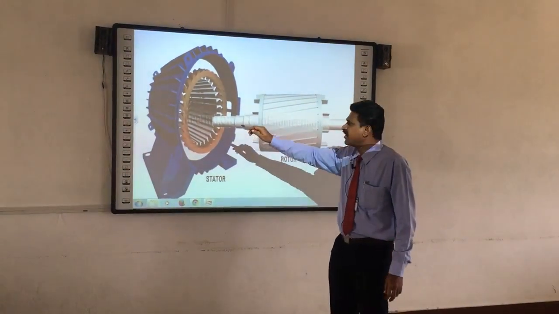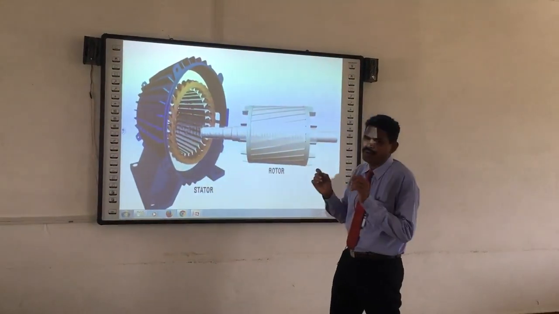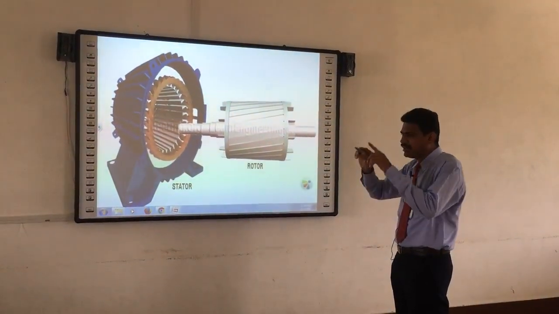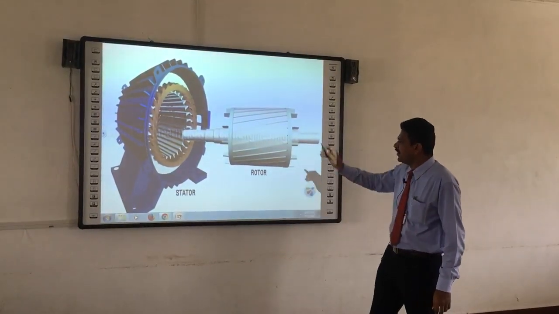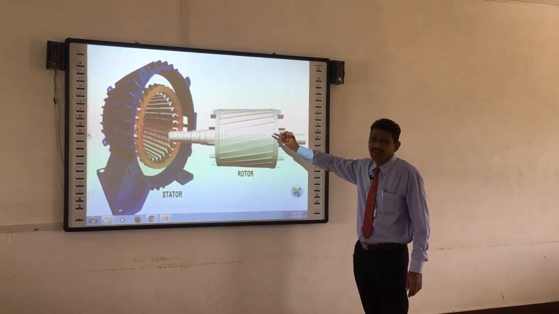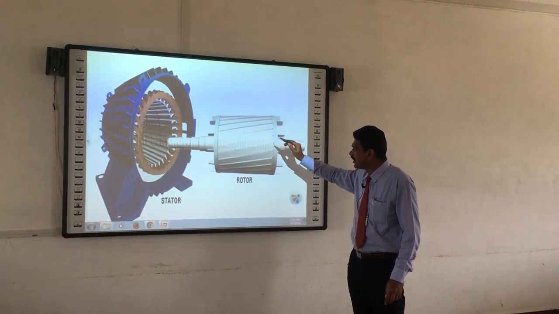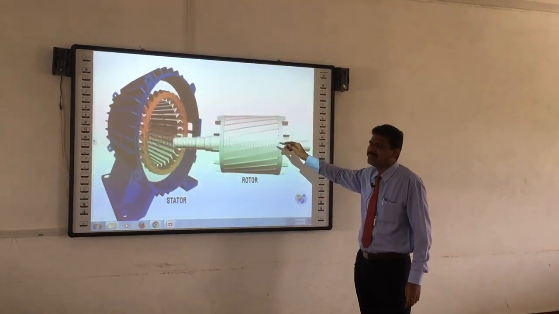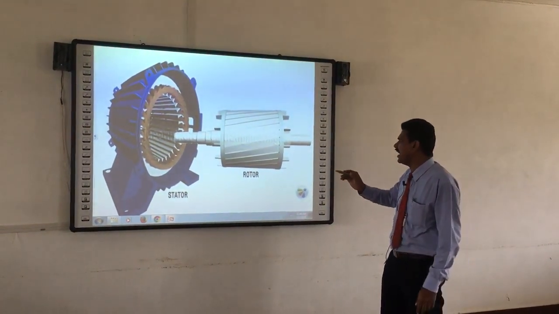In the stator, it holds a three-phase winding, and the two ends of each winding are connected to the terminal box of the stator. That means we have six terminals in the terminal box. Then coming to the rotor construction, it has two types: one is the squirrel cage rotor and another one is the slip ring rotor. The induction motor which uses a squirrel cage rotor is called a squirrel cage induction motor, and the motor which uses a slip ring rotor is called a slip ring induction motor.